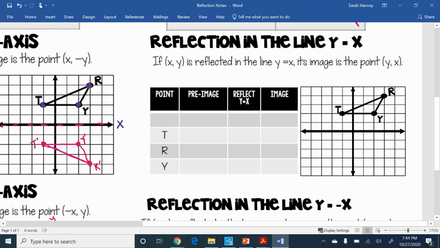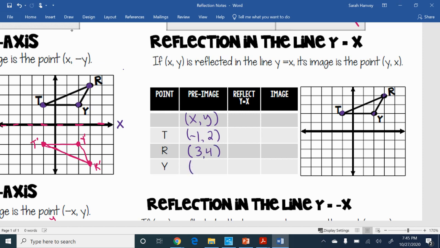All right, the next one is going to be a reflection on the line y equals x. And so still the same process. We're going to take our pre-image. Our pre-image is still the same points. That's your x and your y. T, R, Y. So it's going to be negative 1, 2, 3, 4, and 2, 2.